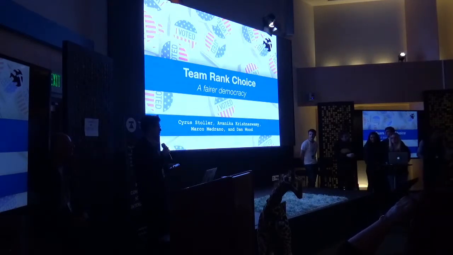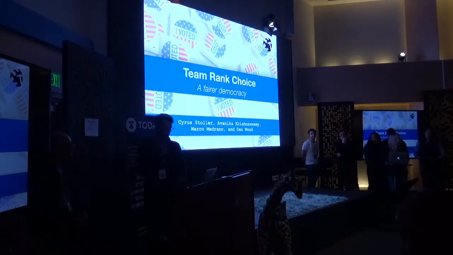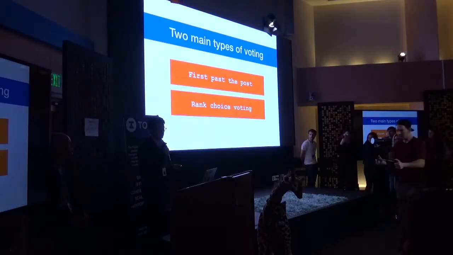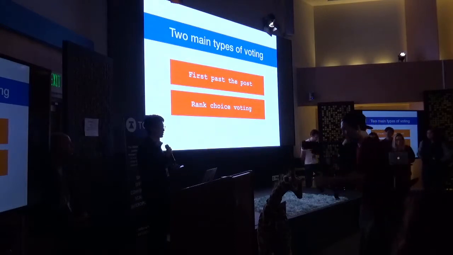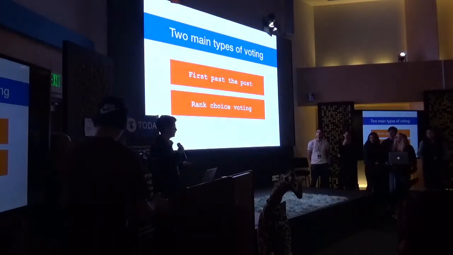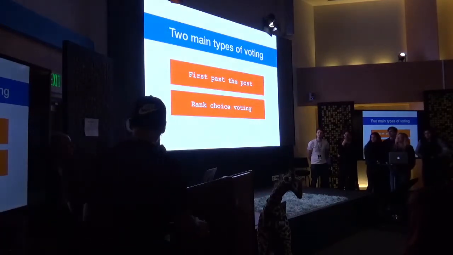We are an open source project to facilitate a fairer democracy. For those of you who are unfamiliar, there are two types of voting that work in democracies. One, which is the one you're probably most familiar with, is called first past the post, which is basically whoever gets the most votes wins. And a second type, which we think is fairer and much better, is called ranked choice voting.